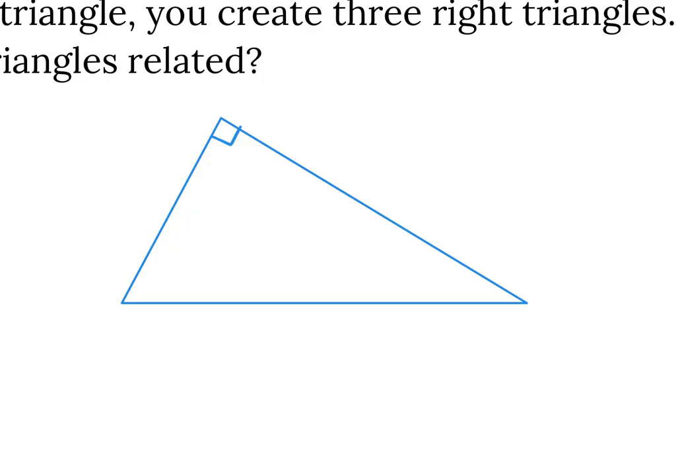Okay, so let me drop my altitude down. So there's my altitude, and when I drop that down, it's creating 2 more right triangles. So in total, I have 3 right triangles. I'm going to go ahead and name my angles. And then my altitude would be D.